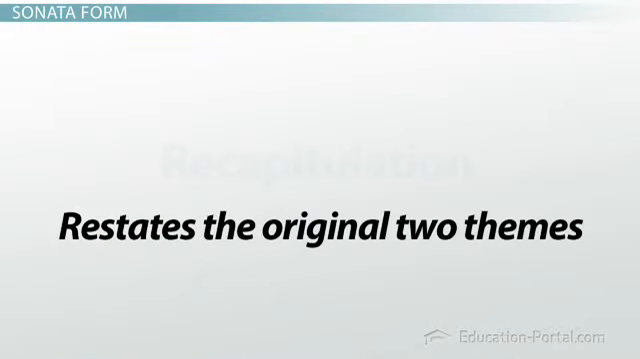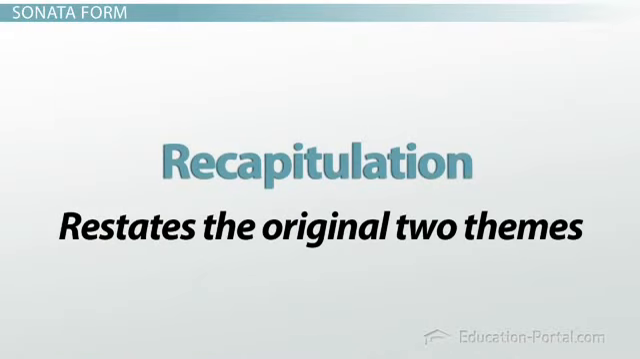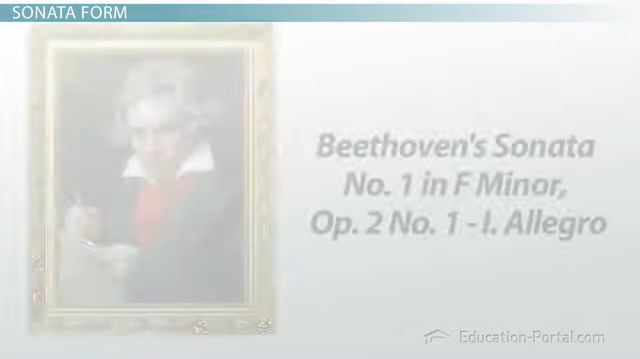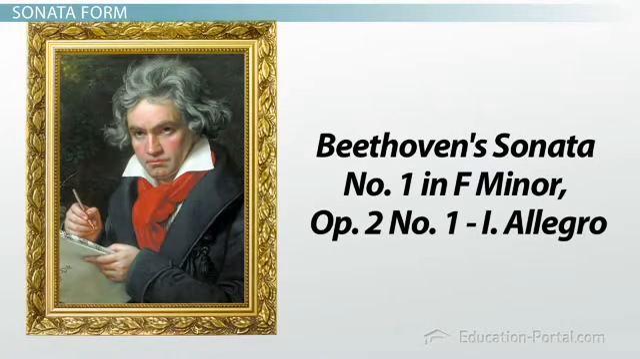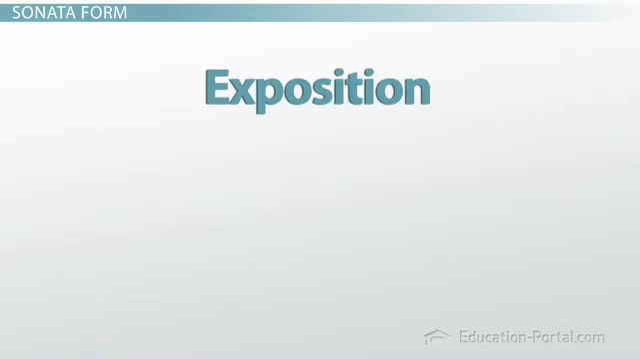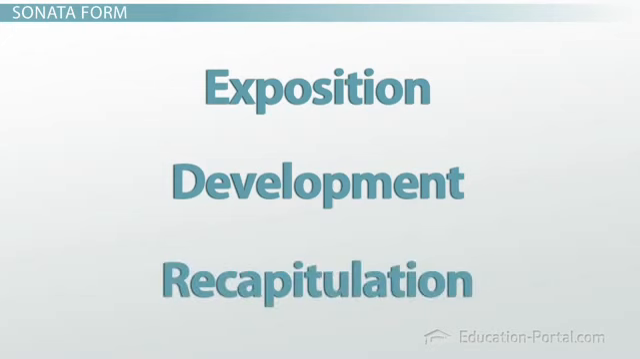Finally, the composer restates the original two themes in the recapitulation. Sometimes this includes a bit of variation, but the themes remain recognizable as those from the exposition. Beethoven ends his sonata this way. It should sound familiar, so the sonata form would end up like this: exposition, development, recapitulation.